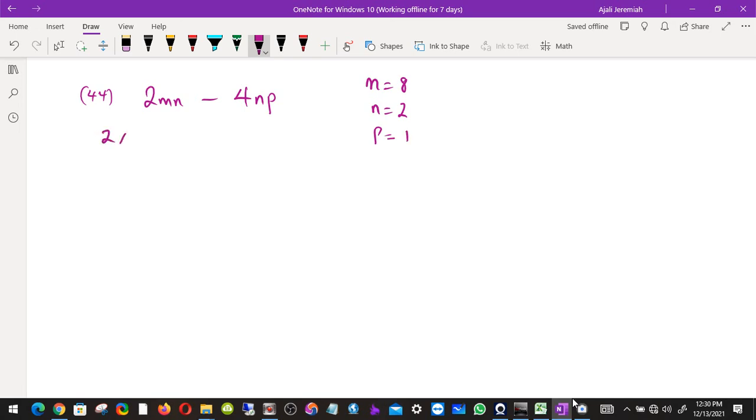This will be 2 open bracket 8 times 2, minus 4 times 8 times 1. So that gives us 2 times 8 is 16, times 2 is 32. Minus 4 times 8 is 32, times 1, 8... so 32 minus 8 is 24. Option B.